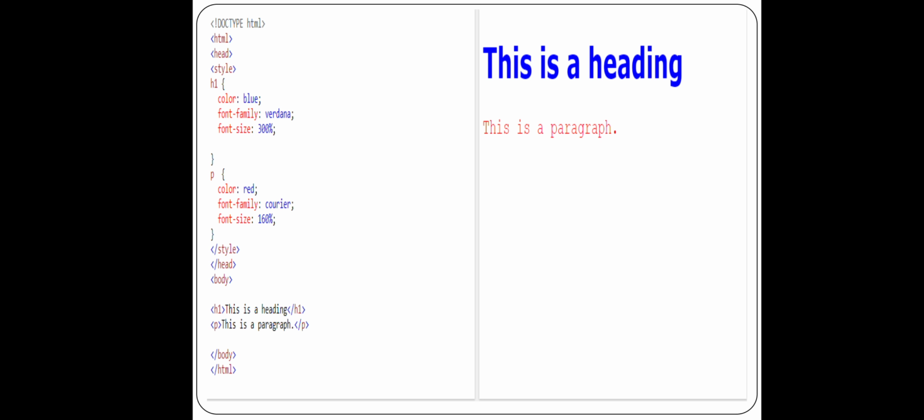Means the H1 tag is already there, and on top of that it will increase by 300%. Agree? Next element is the P tag. Now for this P again there are three different properties. Color means text color will be red, font family will be Courier and font size will be 160%. So in the output you can see H1 will have all its settings and the P tag will have all its settings. Agree?